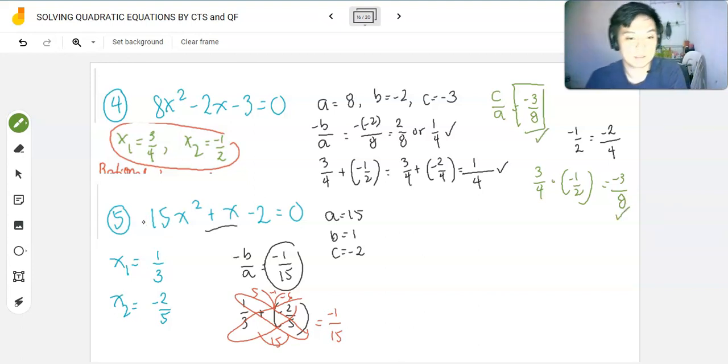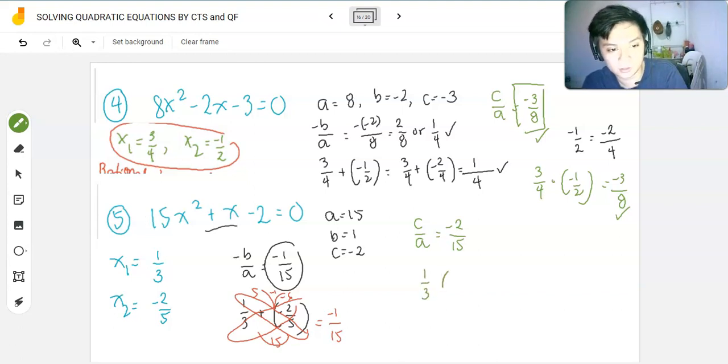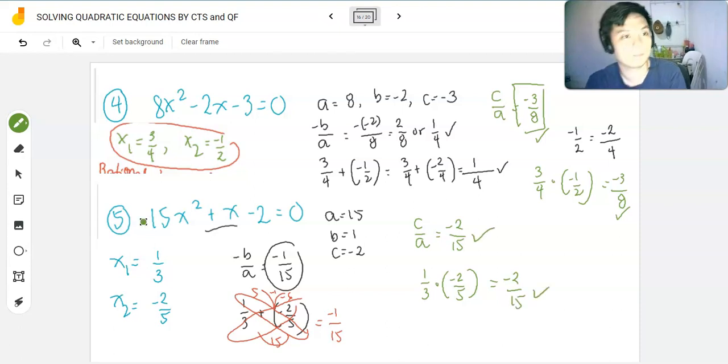Okay, next. What about ito sa equation number 5? Ano yung c? Negative 2. Ano yung a? Positive 15. So, negative 2 over 15 dapat ang maging product ng roots ng equation number 5 natin. So, let's show that we will multiply the two roots. 1/3 times negative 2/5. So, we have 1 times negative 2 is negative 2 over 3 times 5, 15. And yes, they are equal.